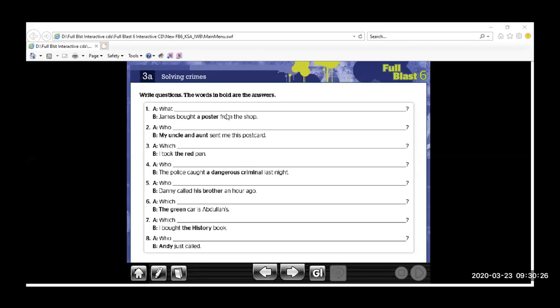Well done. Originally, when asking about a word, we don't include it in the question. What did James buy from the shop? Thank you. You can copy your answers.